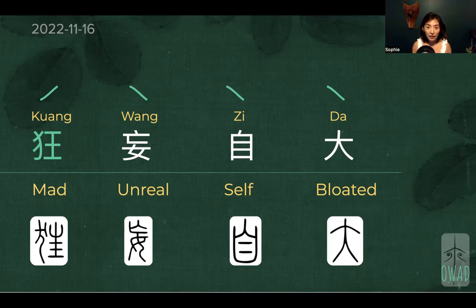Kuang and Wang, what's the difference? Both of them are kind of mad, right? Kind of insane. So I regard the Kuang and Wang in two ways.